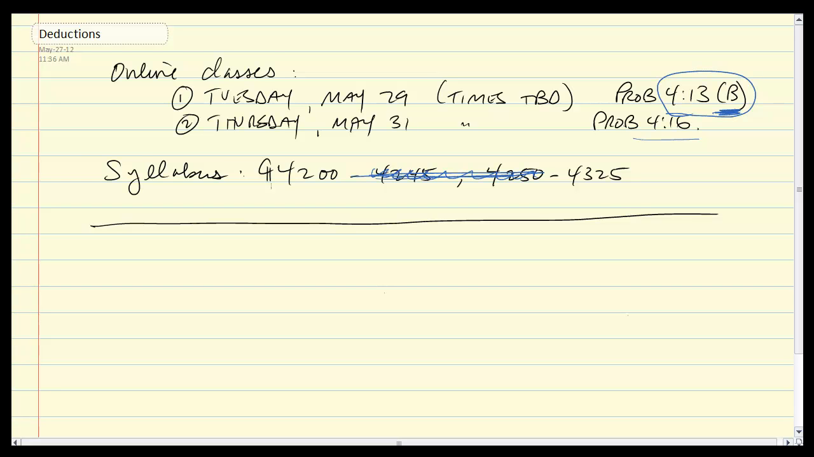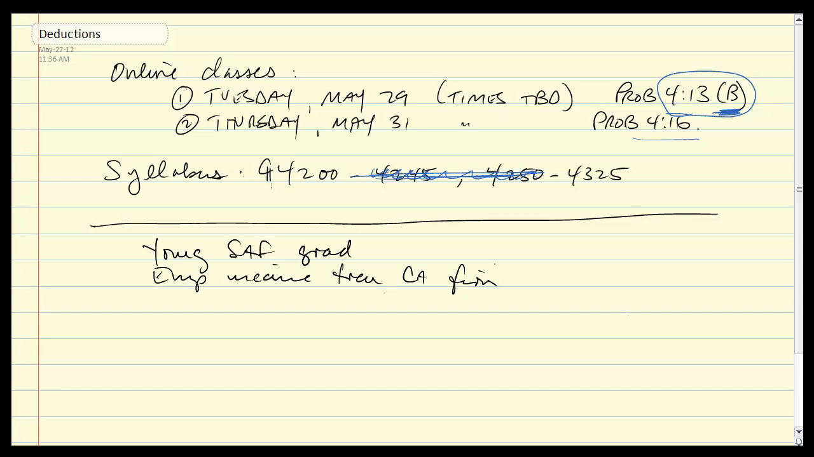Okay, so now to get an introduction to taxation of business as a whole, I wanted to look at a little scenario here. Say I have a young SAF grad, and this person is making employment income from some CA firm, and I have no idea actually what you guys are making these days, but let's just be modest and say 50. I'm assuming that's somewhere in the ballpark. So they're making $50,000 of employment income.